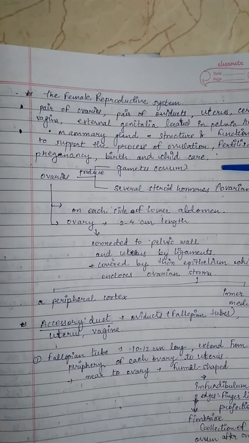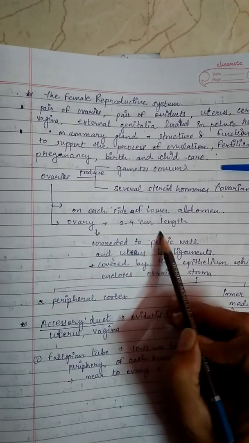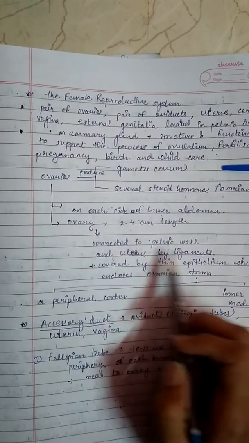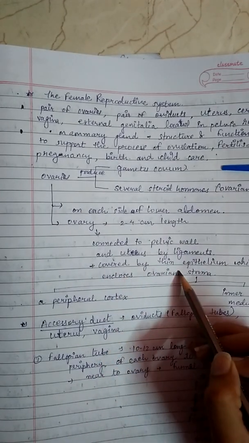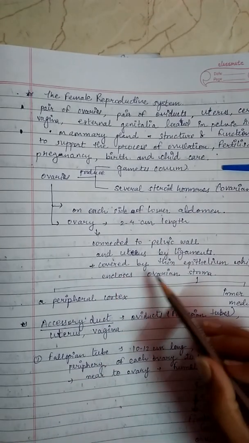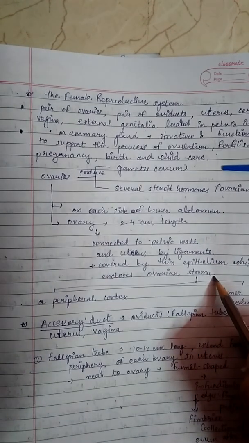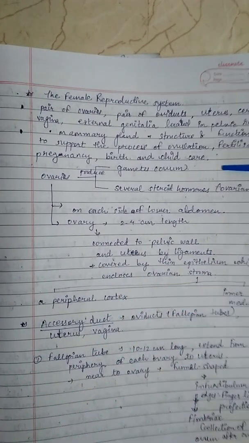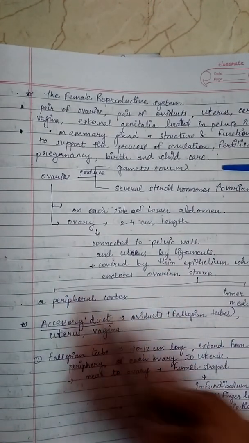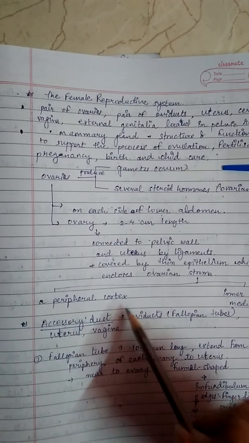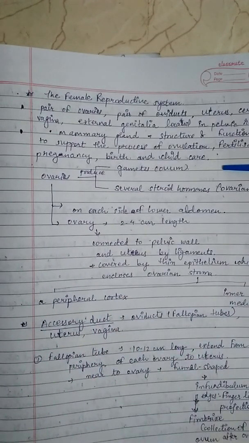The ovaries are located one on each side of the lower abdomen. Each ovary is 2 to 4 centimeters in length, and is attached to the pelvic wall and uterus by ligaments, covered by a thin epithelium which encloses the ovarian stroma. The stroma is divided into two zones: the peripheral cortex and the inner medulla.